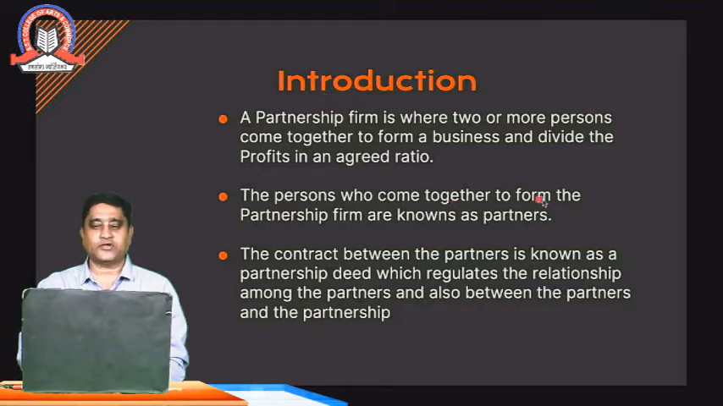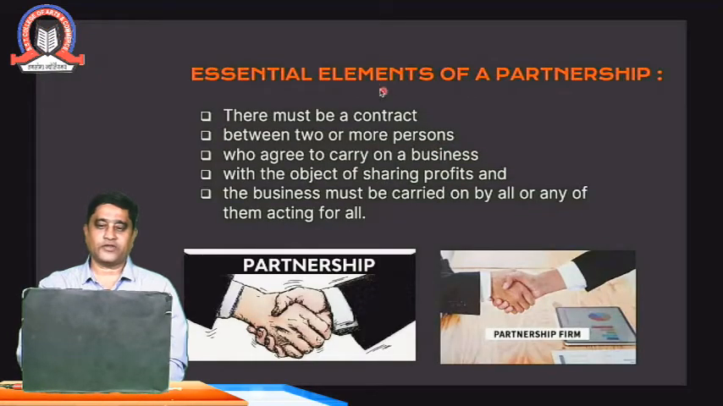The persons who come together to form the partnership are known as partners. The minimum requirement for setting up a partnership business in India is 2. The contract between the partners is known as the partnership deed, which is the heart of the whole partnership agreement. It regulates the relationship between the partners and also between the partners and the partnership. So students, this point covers the relationship between one partner and the other partner, and the relationship between the partners and the partnership of that particular firm.